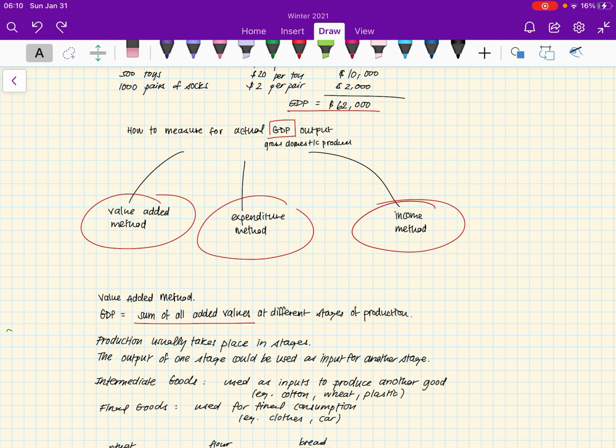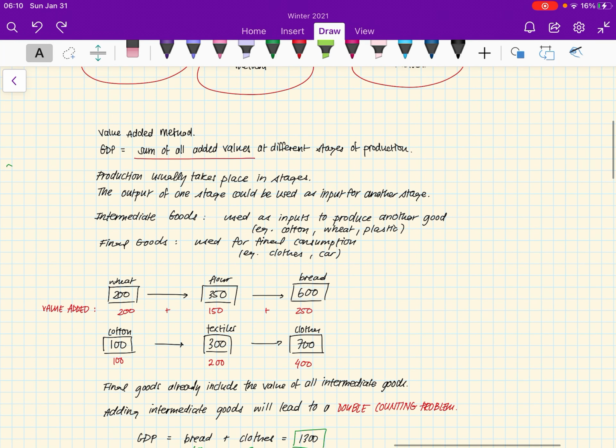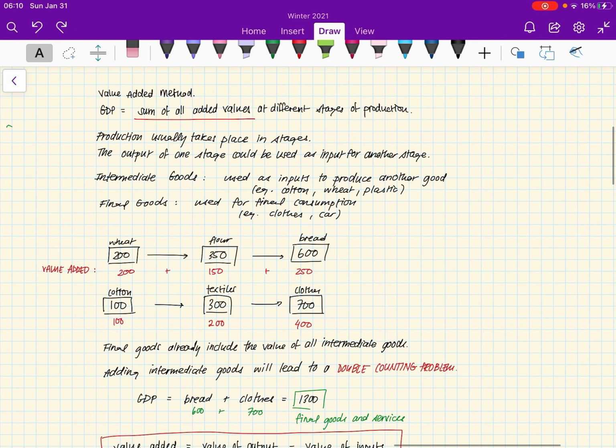There are three ways to measure GDP: value added method, expenditure method, and income method. The value added method is the sum of all added values at different stages of production. Production usually takes place in stages, and the output of one stage could be used as an input for another stage. We have two kinds of goods, intermediate and final goods.